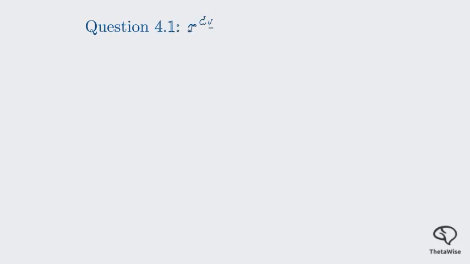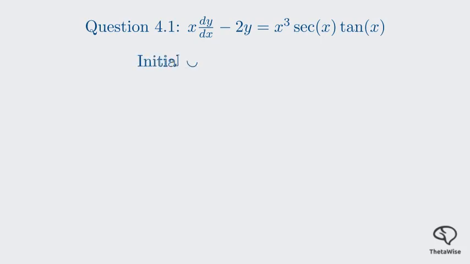Let's begin with our first problem, question 4.1. The question asks us to find a particular solution. This means we'll first find the general solution and then use the given initial condition to find the constant of integration. The initial condition is y of pi over 3 equals 2. We'll set this aside for now and use it at the end.